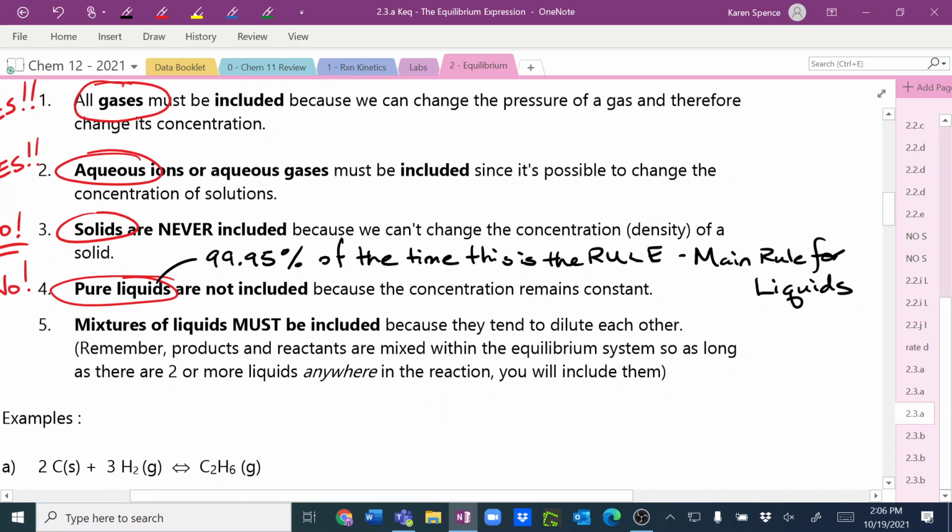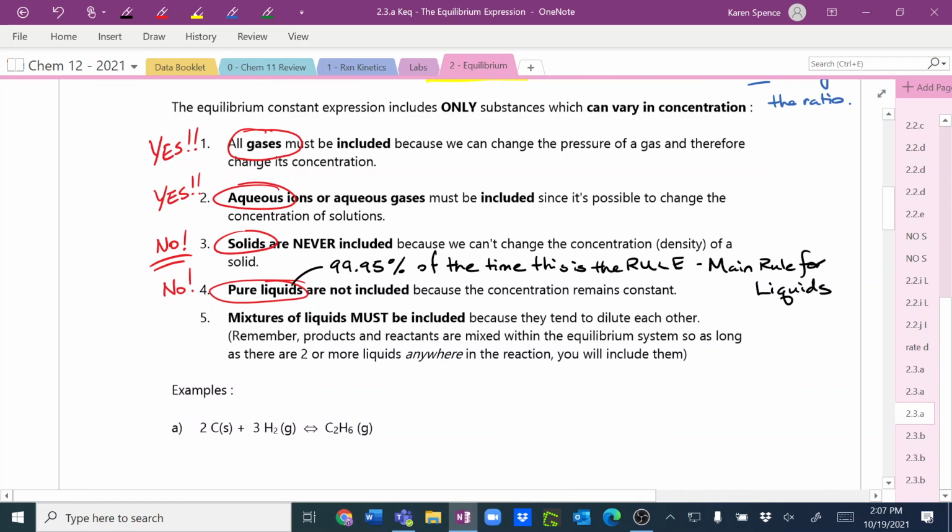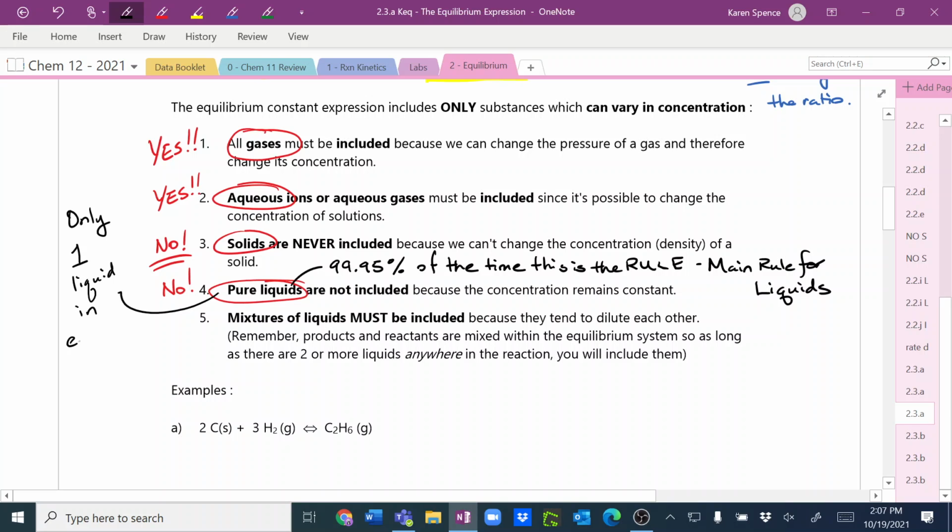so when I say a pure liquid, what I mean is that there is only one liquid in the equilibrium reaction. Okay? So a pure liquid means only one liquid in the equilibrium reaction. And this brings us to the exception for liquids where we do say liquids yes, but bear in mind this happens only 0.05% of the time, so most of the time liquids, no.